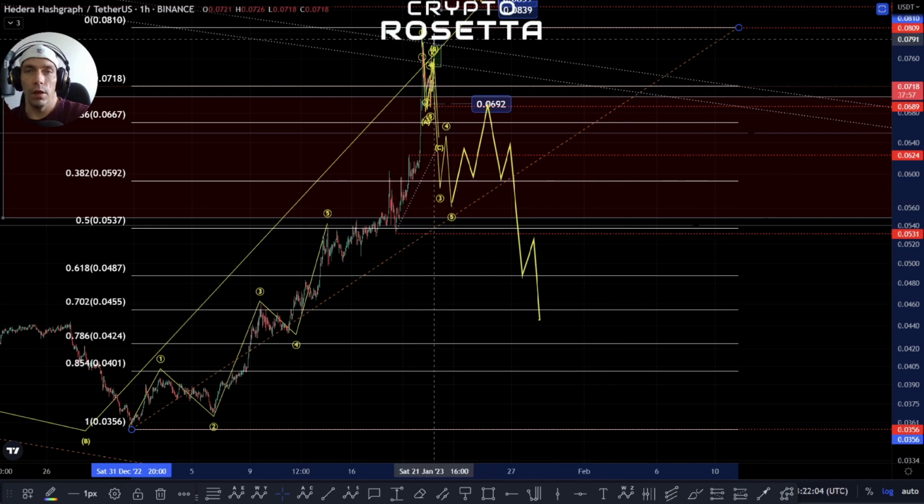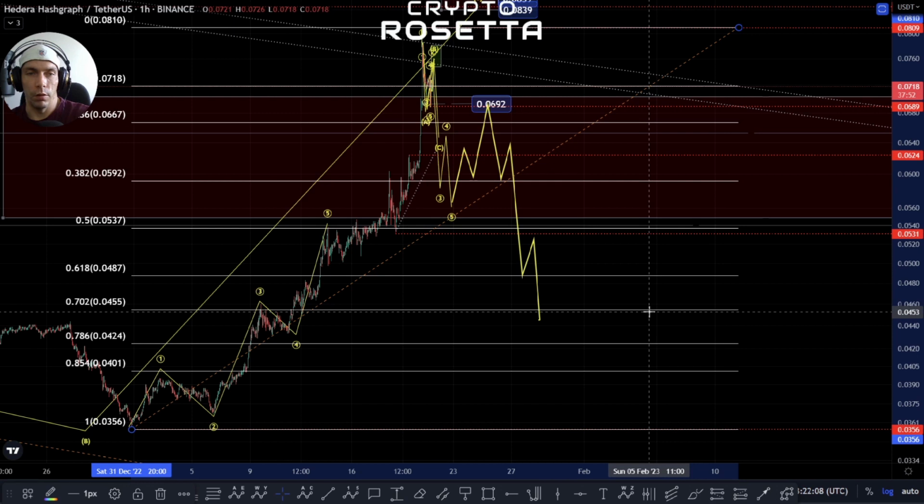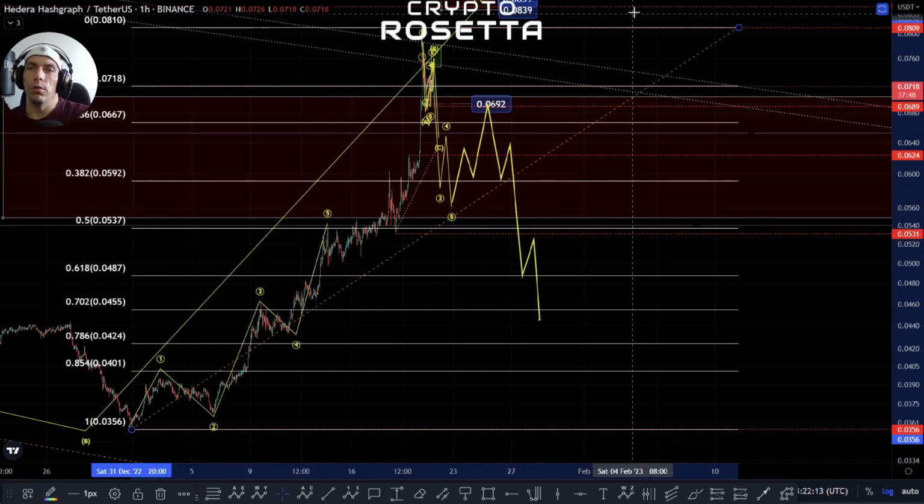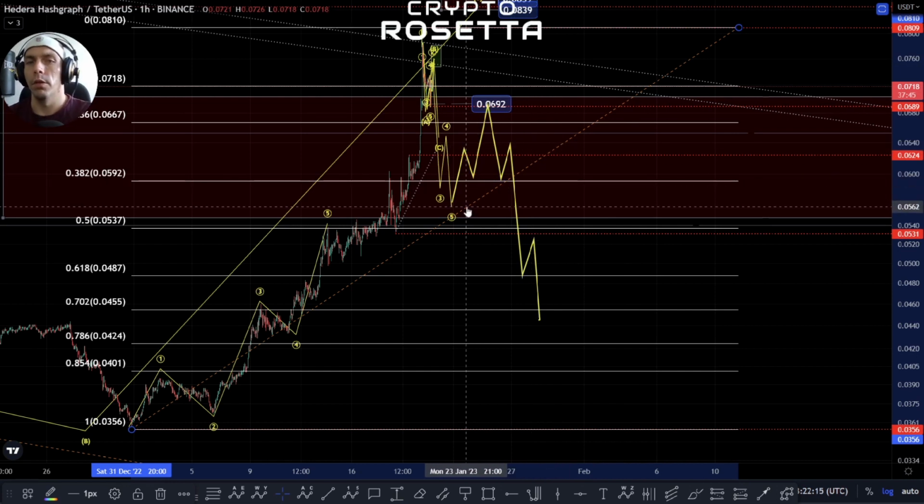So either we could see a move down into this zone, we bounce up, and then we come further and then come down lower, or we just move into the 0.5 zone and then look to push up again. So we just got to give it a bit of time and see how the move reacts.